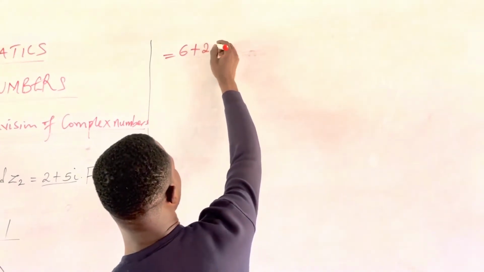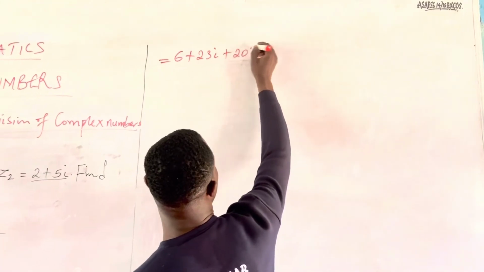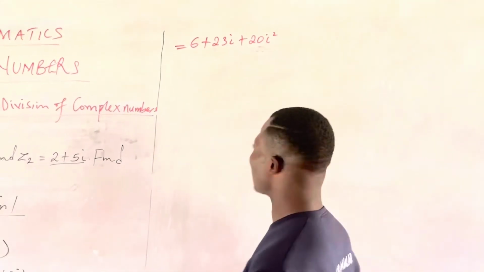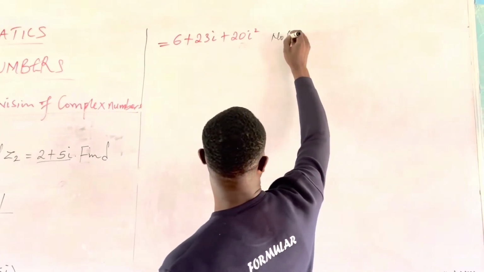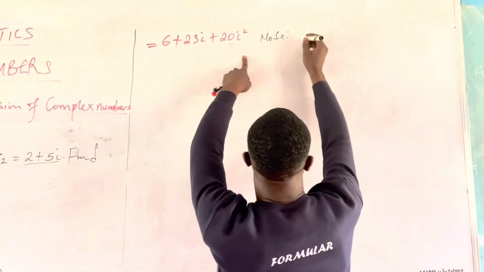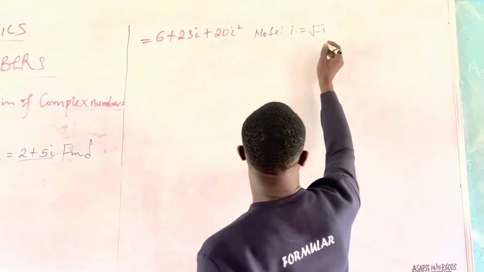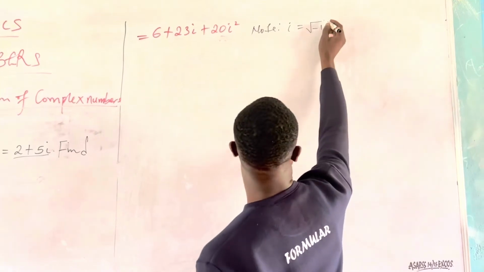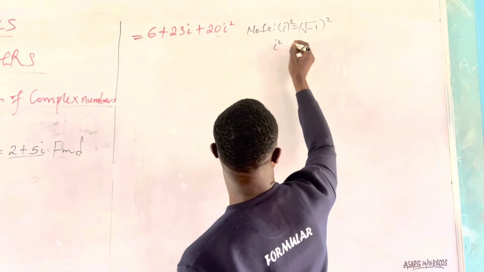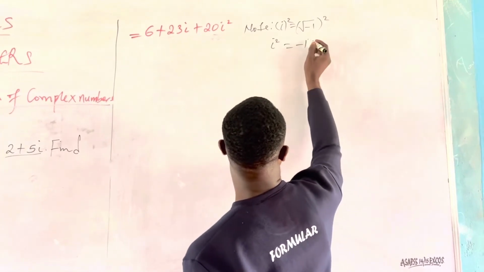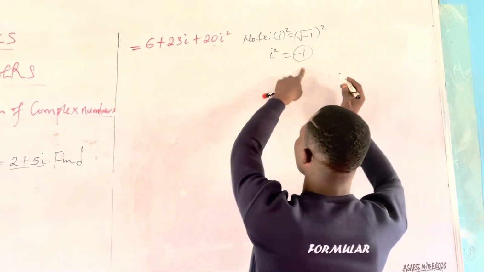15 plus 8 will give us 23i, then plus 20i squared. So don't forget, note that our i is equal to square root of minus 1. So if you want to find i squared now, if you square this, we are going to have i squared equal to minus 1. So instead of writing i squared, we can replace i squared by minus 1.